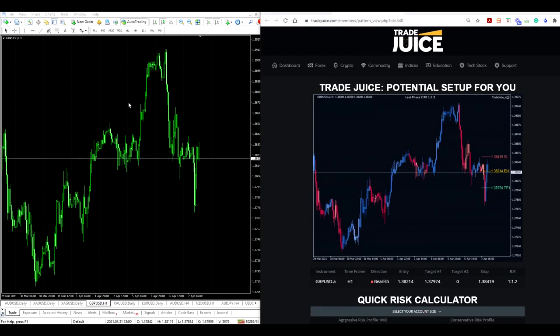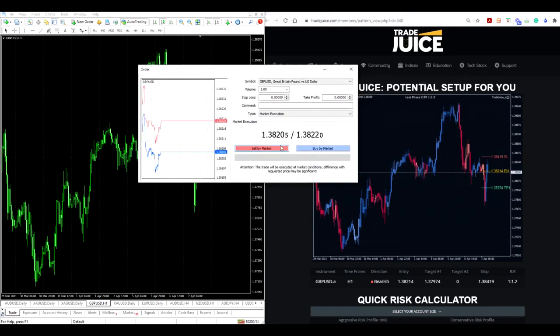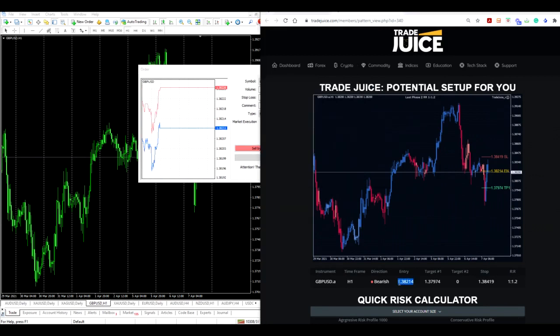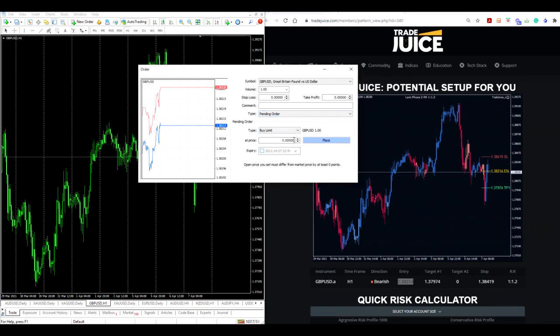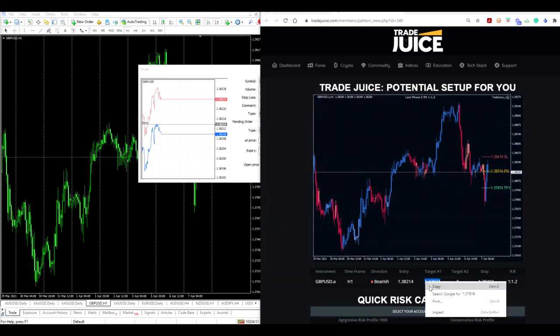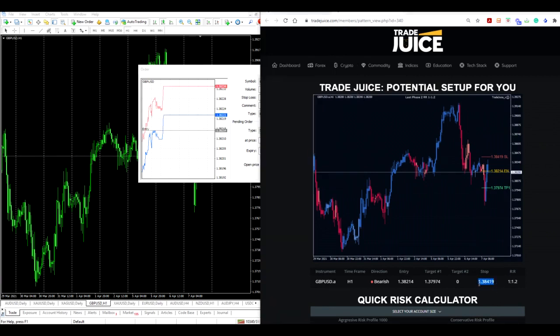So this is my MT4 platform right here. I'm going to enter the suggested trade, which is a sell trade, bearish trade. Entry point is at this point here. And this would be a pending order as price is still above the actual entry point. And what I'm going to do is copy over the target. So I'm putting in my take profit target there. Next, I want to just copy over the stop.